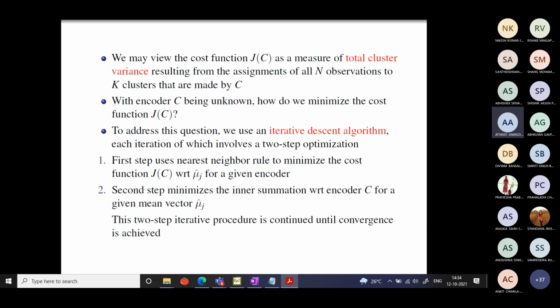When I say convergence here, what do I mean by convergence? How do you know that convergence has happened? Any idea? Okay, forget about this. In a conventional k-means clustering, which you might have studied in data mining, how do you know that convergence has happened? Anybody?